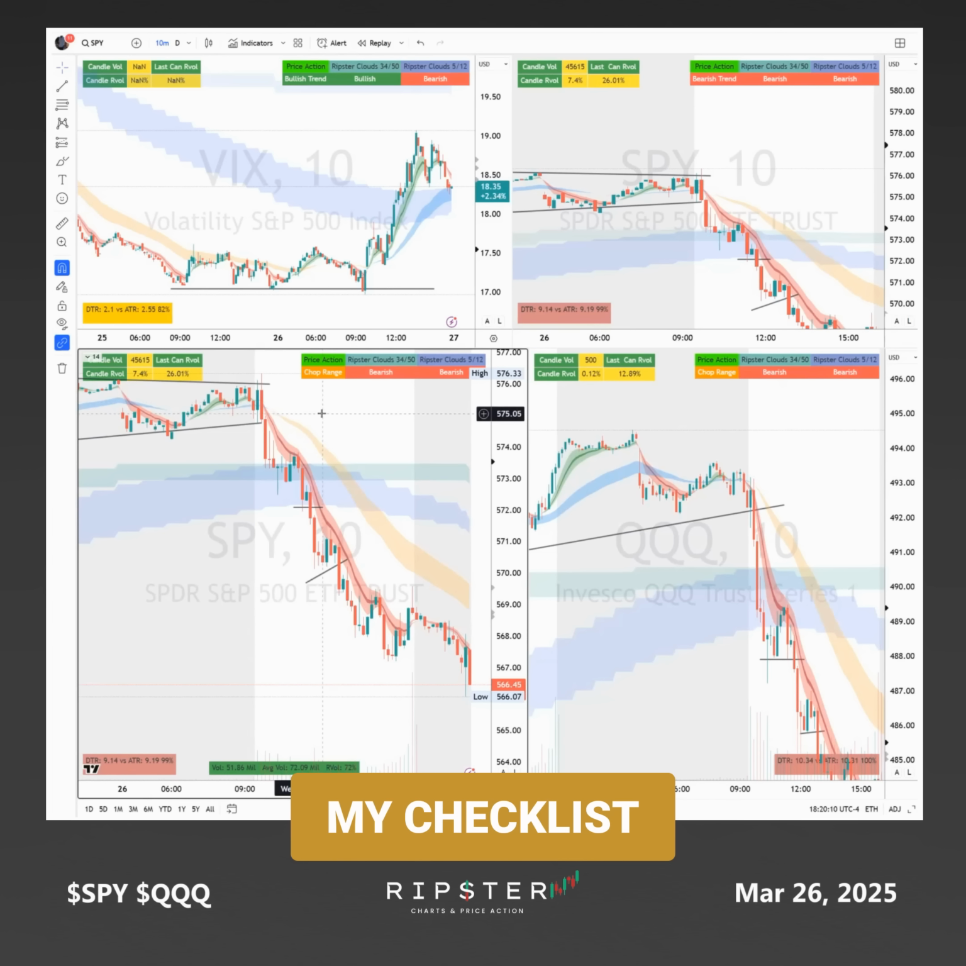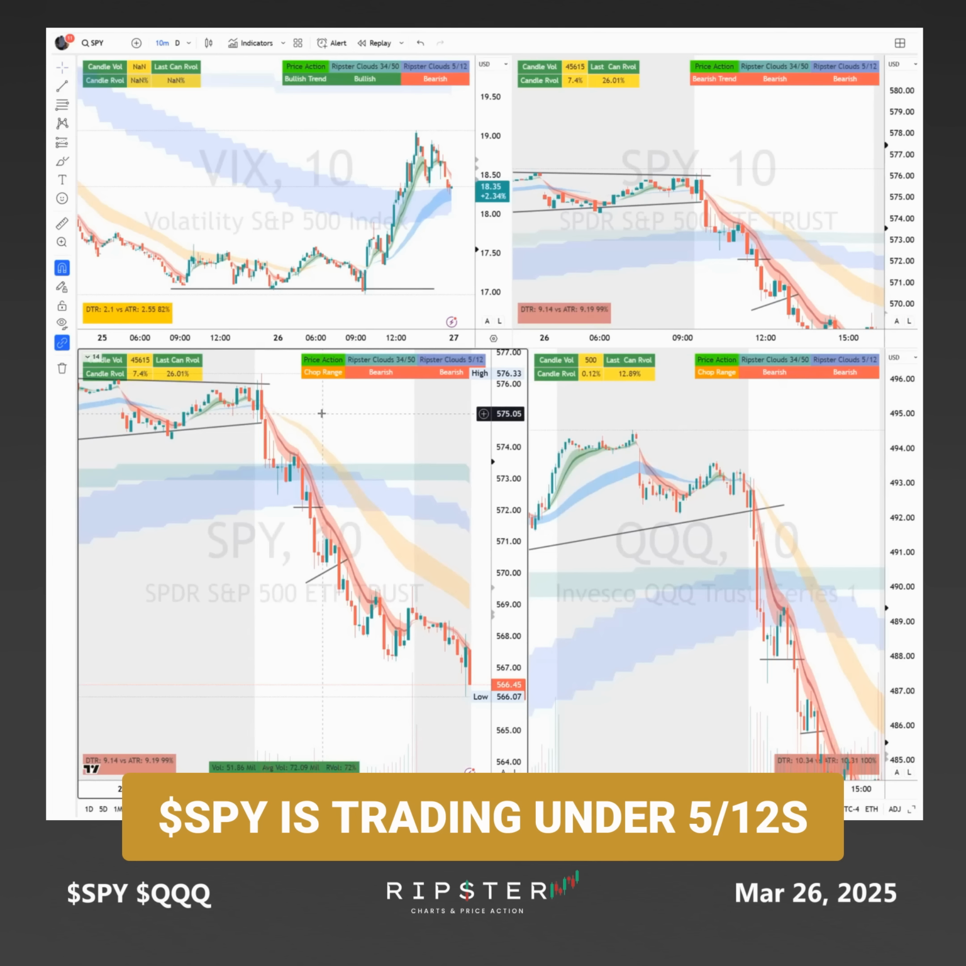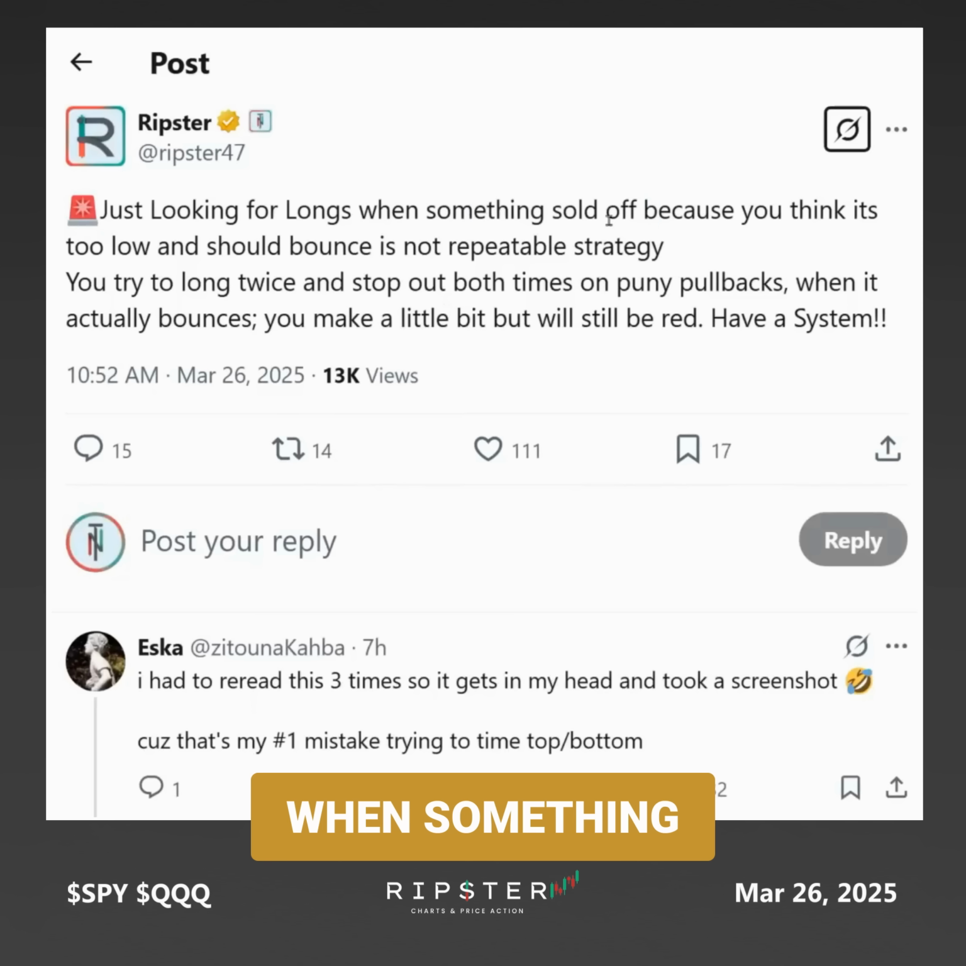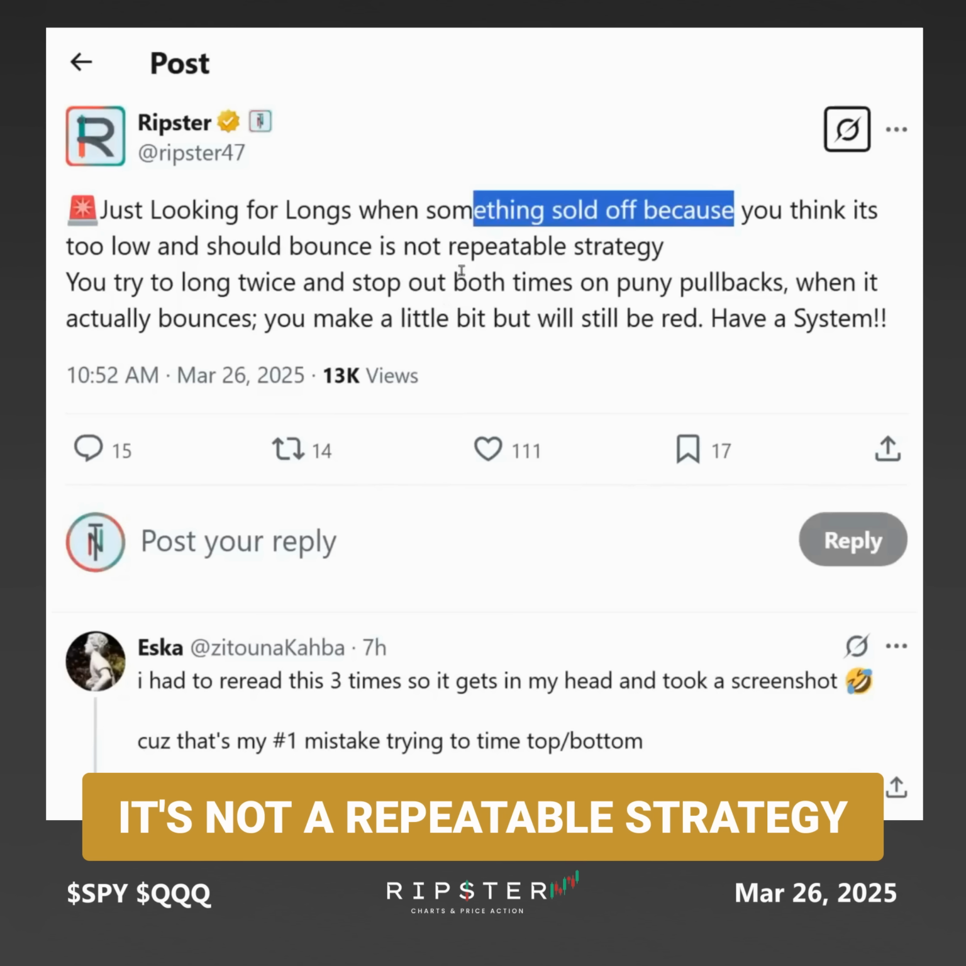What is your checklist? My checklist: VIX is strong, SPY is trading under 512, SPY is trading under 3450, Mag 7 is weak. I'm not going to long. I don't care because it's not my system. Just looking for longs when something sold off, you think it's too low, it should bounce. It's not a repeatable strategy.